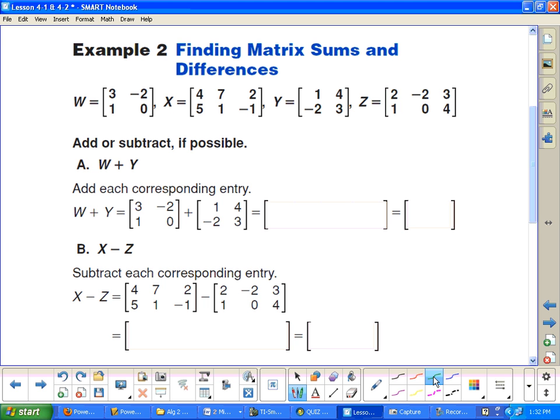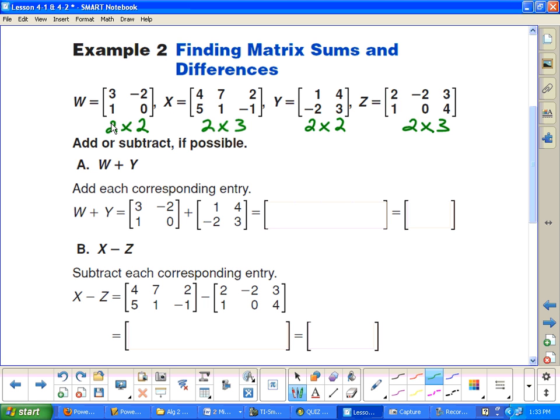So W is a 2 by 2. X is a 2 by 3. Y is a 2 by 2. And Z is a 2 by 3. So we can combine W and Y and X and Z, okay, because they're the same size. Right? So here they want us to add W plus Y. So I look at the sizes, the dimensions of W and Y, and they're the same. So I can add them.